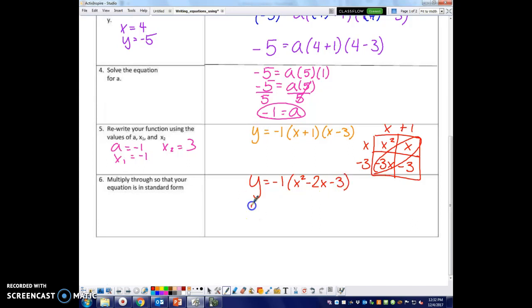Last step is to distribute. So y equals negative 1 times x squared is negative 1x squared. Negative 1 times negative 2x is positive 2x. And negative 1 times negative 3 is positive 3. And we are done. Okay?